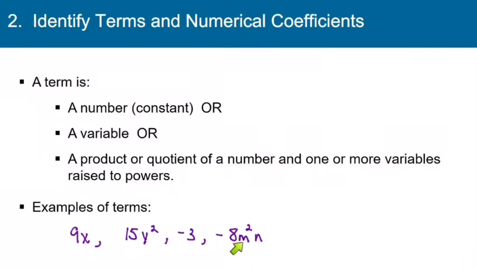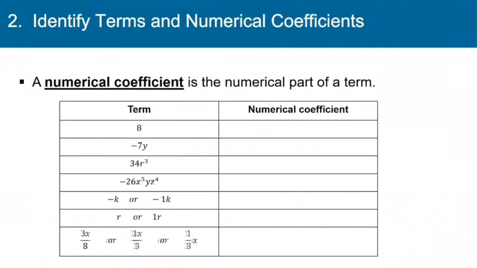-8m squared n, again, is a term because it's a number multiplied by variables, and this one is raised to the second power. And here is a quotient, 2 divided by p. So this is the quotient of a number and a variable, so it still fits the definition of a term. And here is just a variable, k. So again, this fits the definition of a term.